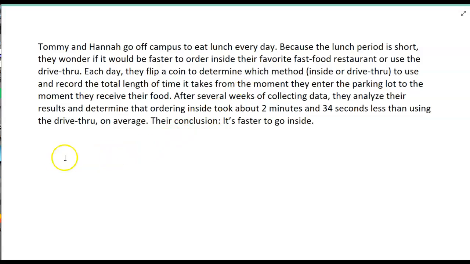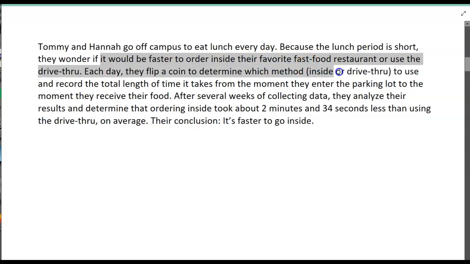This is an example of a statistical question. What was the question they asked? Well, they wonder if it would be faster to order inside or use the drive-through. That's the statistical question.